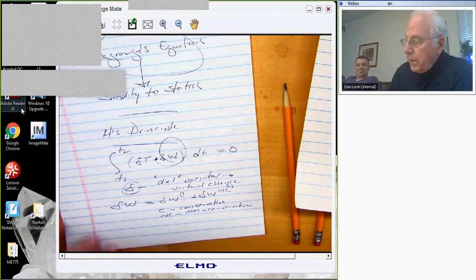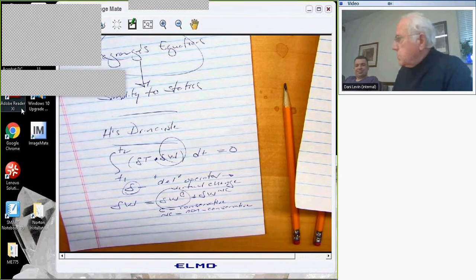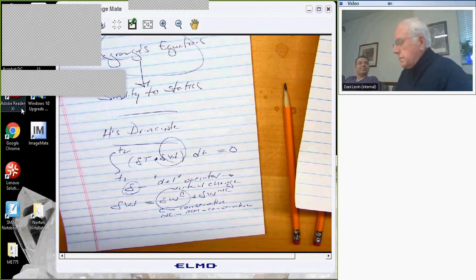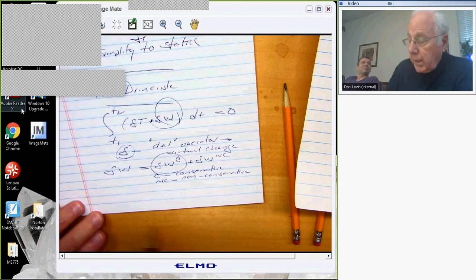Okay, so now the conservative part of the virtual work is usually expressed this way.